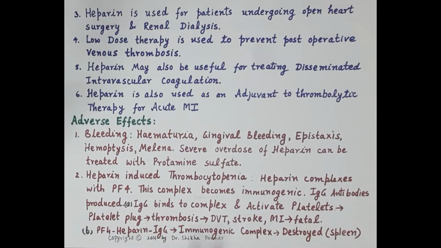Apart from this, the complex of platelet factor 4, heparin and antibodies, that is immunoglobulin G, this immunogenic complex is destroyed in the spleen. This complex is excessively produced, and then excessively destroyed in the spleen, and this results in the destruction of platelets, and therefore it results in thrombocytopenia, and the disorder is termed heparin-induced thrombocytopenia. This is fatal, but it is a rare disorder of heparin.